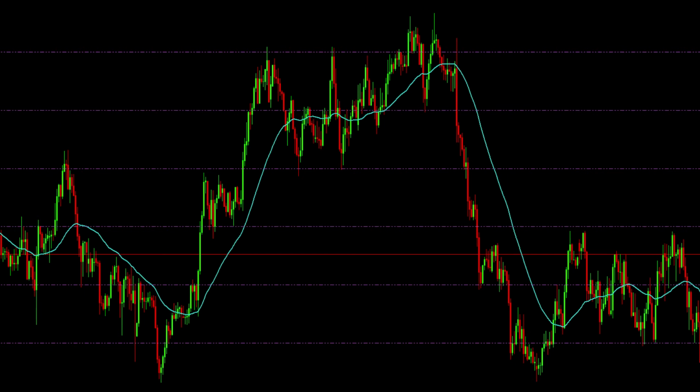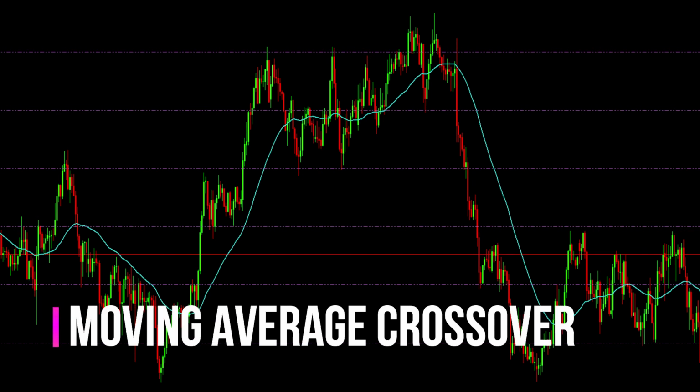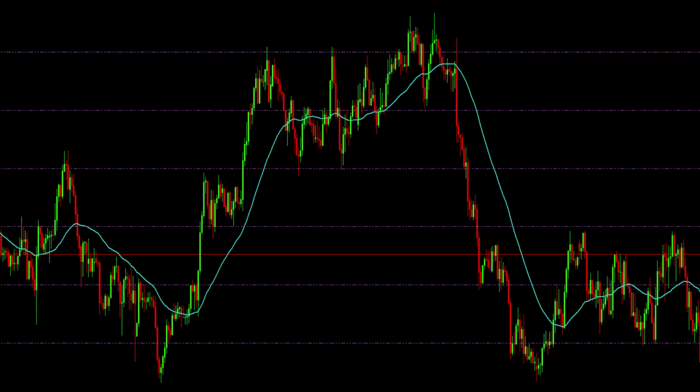Pros: simplicity. Minuses: it works well only on a trending market. A lot of false signals appear in the sideways market.